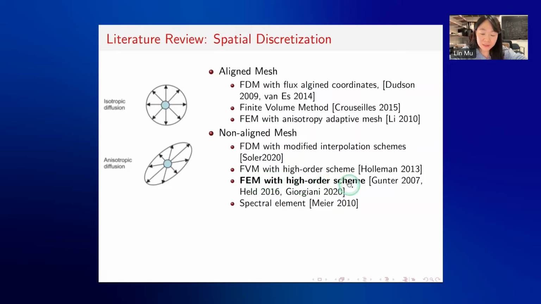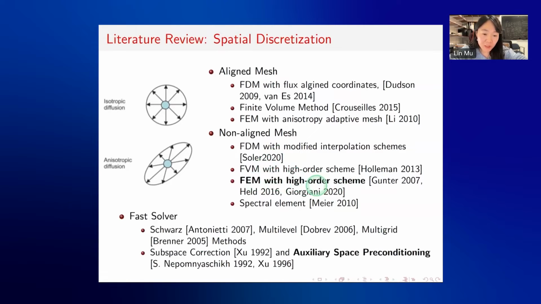Then for the corresponding linear system, due to the high anisotropy ratio and very fine mesh or very high order in the scheme, the problem will give us a very challenging linear system to solve. So we may also need a fast solver in order to solve the problem efficiently. For the fast solver, one may consider Schwarz multi-level or multigrid method, or use subspace correction or auxiliary space preconditioner. For our problem, we'll use auxiliary space preconditioner. We will talk about these two approaches in the later slides.